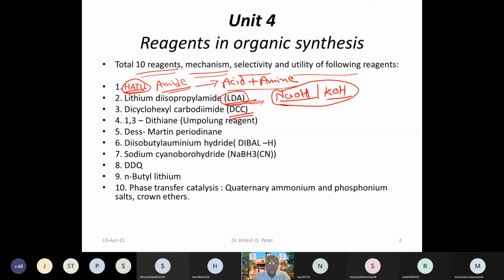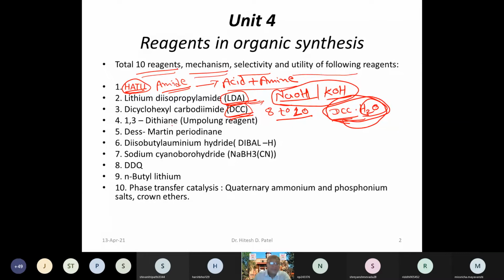Then DCC, this one is the reagent which we can use in near about 8 to 10 different reactions. This reagent, DCC, is known as a powerful dehydrating agent. Means DCC has the tendency to absorb water. So whenever in the reaction water is formed and that water is interfering in the percentage purity of the product, at that time we have to use DCC. DCC has the tendency to absorb water, that's why it is known as a dehydrating agent.